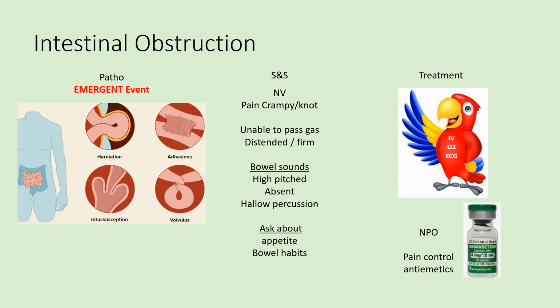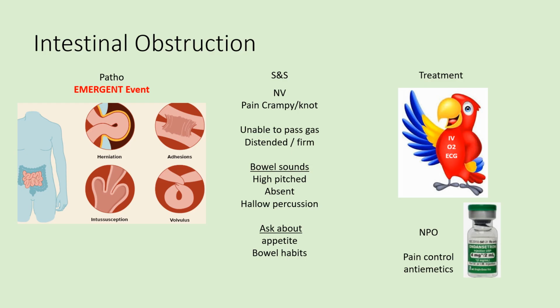Intestinal obstruction. It's an emergent event because if you can't move poo, it's a bad thing. Let's talk about some different types here. You can have a herniation where part of your bowel pokes through a hole in your abdominal wall. Or your bowels could have adhesions stuck together with some scar tissue, which reduces that peristalsis, or that wave-like motion that moves things through your intestines. Then you have an intussusception, where some of that bowel is actually inside of the other. Or you could have a volvulus and it's actually twisted up in a knot.